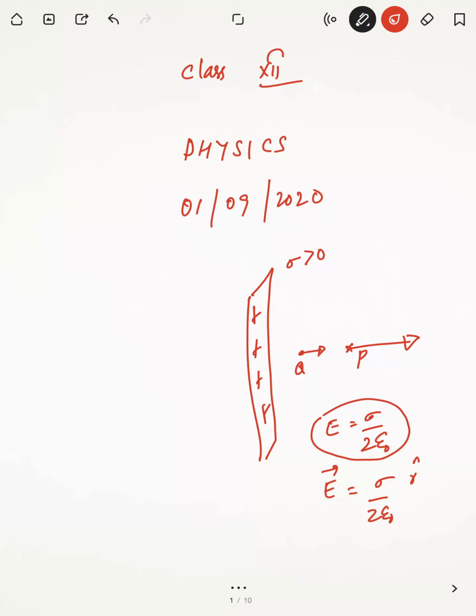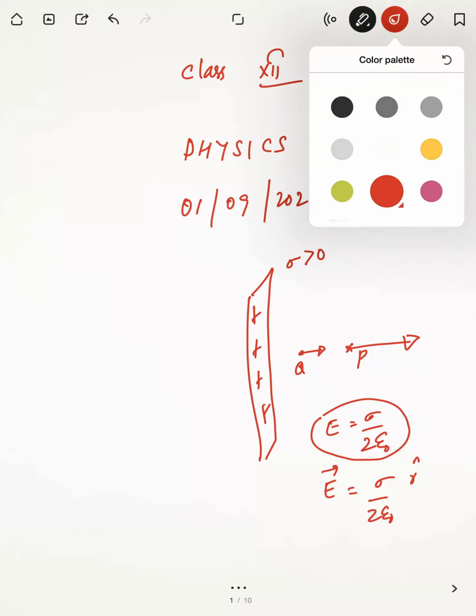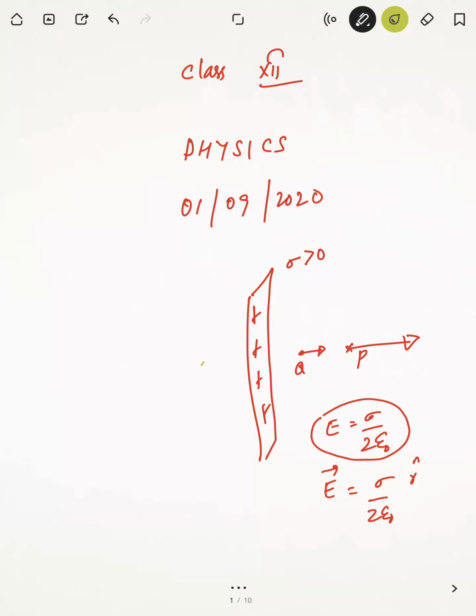If I consider some other points on the left side, suppose I take a point A on the left and B also on the left side, the electric field at these points will also be E equal to sigma by 2 epsilon 0. The direction is normal to the sheet and away from it. So you take the points on right or left, the magnitude is sigma by 2 epsilon 0.